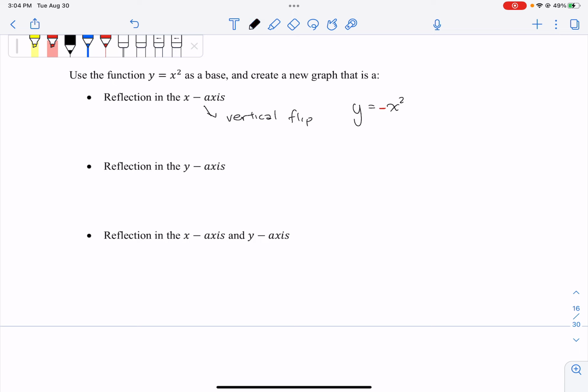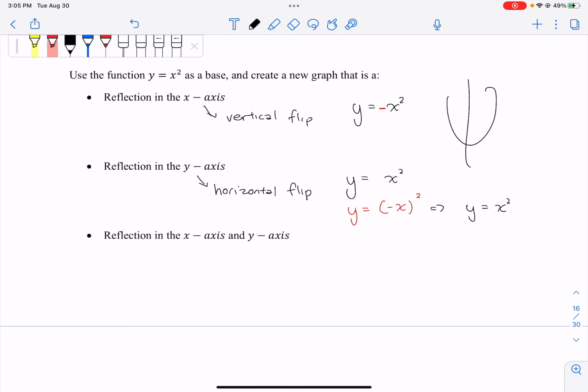A reflection in the y-axis means it's a horizontal flip, meaning we plug in negative x into all the x's. So y is equal to x squared. If this is your original function, your new function is y is equal to (negative x) squared. But this is just y is equal to x squared because the negatives cancel out, like we learned earlier. And with the reflection in the y-axis for the y equals x squared graph, the parabola, if it's reflected, it still becomes the same thing.